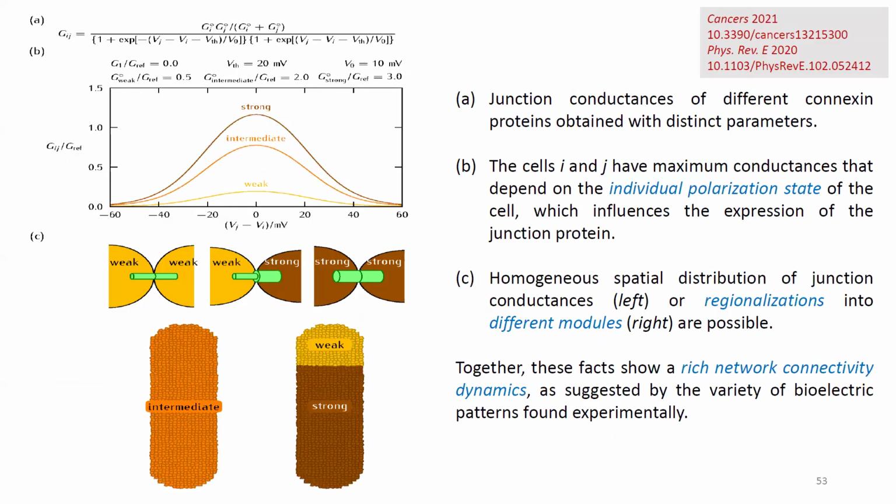Additionally, we can work with models with strong and with weak or intermediate ion channels, by changing the conductance parameters of the gap junction. And moreover, we can also consider inhomogeneous distributions of weak and strong gap junctions. That means that in principle we can recreate a rich network connectivity dynamics, as suggested by the variety of bioelectrical patterns that are found experimentally. This is an attractive point of this sort of relatively simple bioelectrical models.